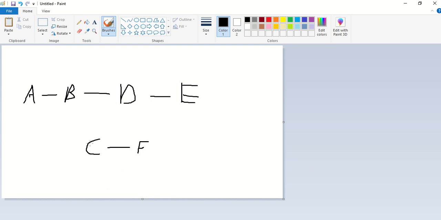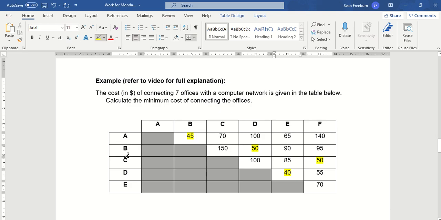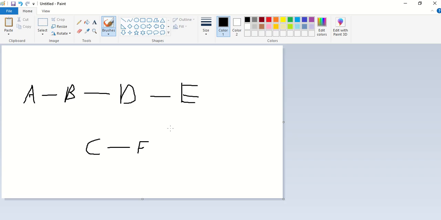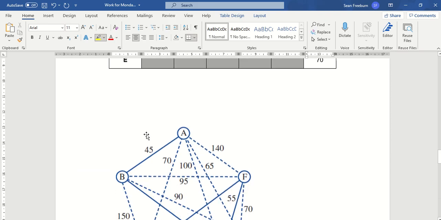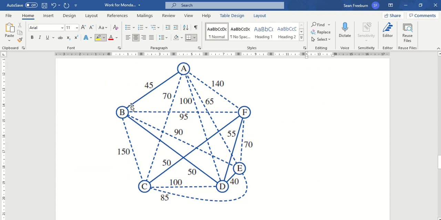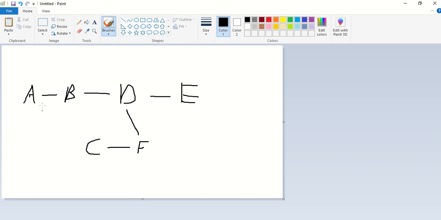So let's flip back. What's the cheapest way to connect C or F to the rest of the network? Probably this one here. D and F can be connected with a connection of only 55. So I would do that. So as you can see, I end up with a minimal spanning tree that's a little bit neater than what we have here, but still the same answer. A is connected to B, B is connected to D, D is connected to E and F is connected to C. As you can see here, A is connected to B, B is connected to D, D is connected to E and F is connected to C.